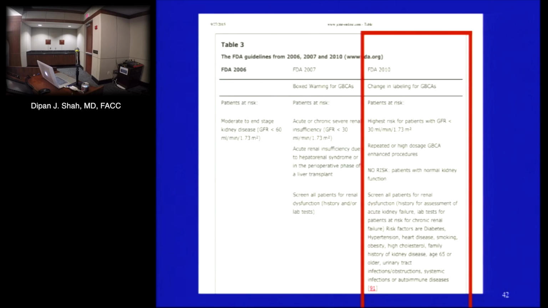Now, it doesn't mean everybody needs to get a creatinine done. What it means is, though, that you need to at least screen by history for assessment of acute or chronic renal insufficiency. And then the risk factors are patients with diabetes, patients with hypertension, heart disease, smoking, obesity, high cholesterol, patients with a family history of kidney disease, patients over the age of 65, patients with urinary tract infections or obstructions, and then patients with systemic infection or autoimmune disease.